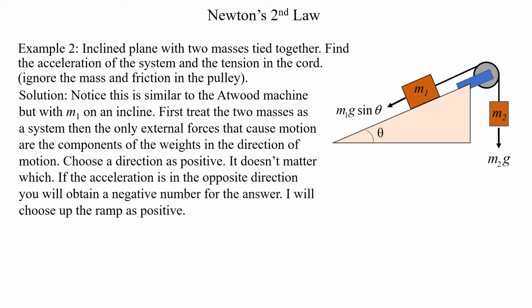As long as I am consistent when I write my equations, with the same direction as positive for both masses. If my acceleration turns out to be in the opposite direction that I chose as positive, I will just get a negative number for the acceleration. The magnitude of the acceleration will still be correct. So I'm just going to choose up the ramp as positive, and then we'll write the equations that we get from Newton's second law.